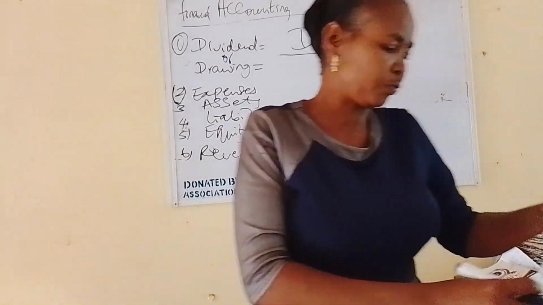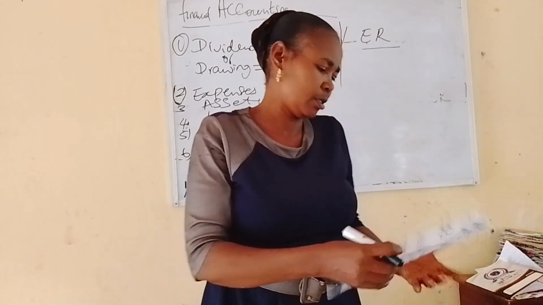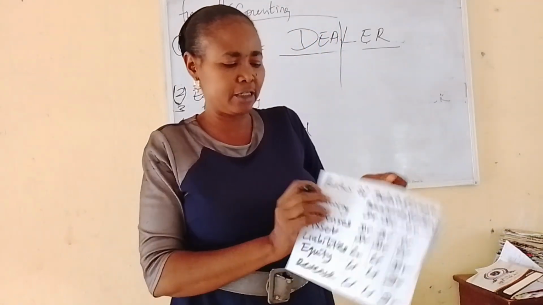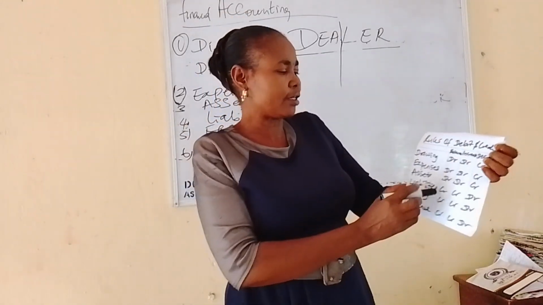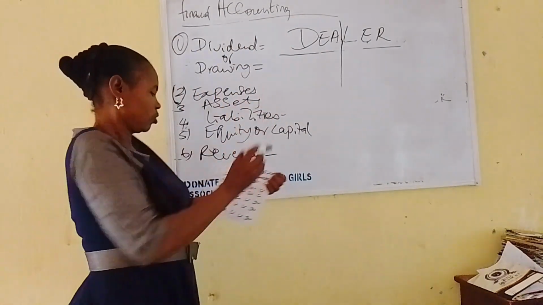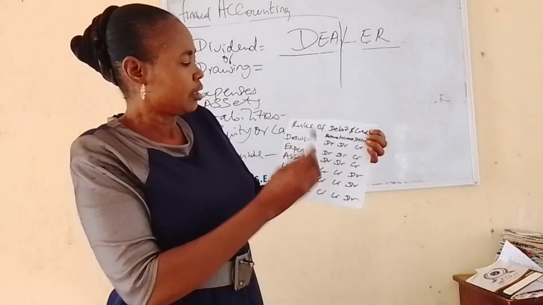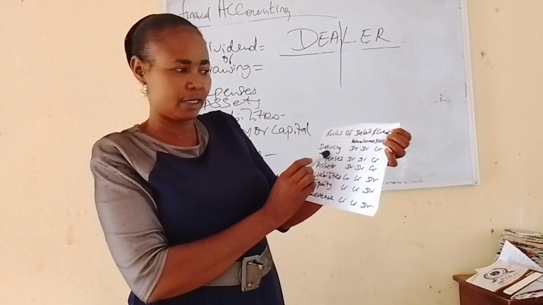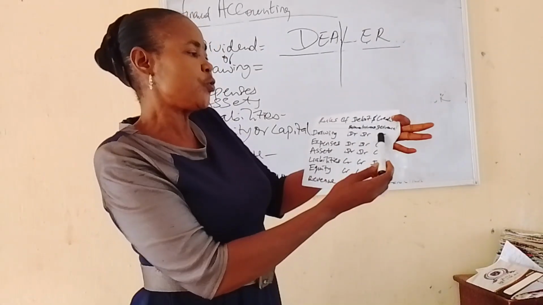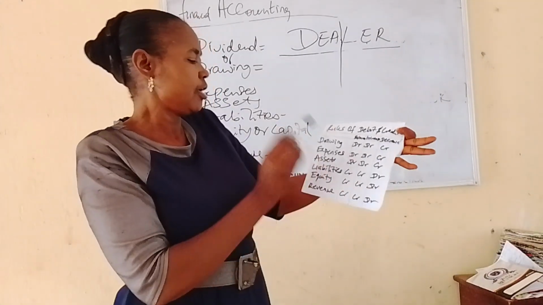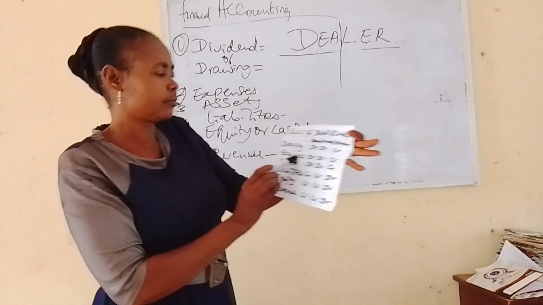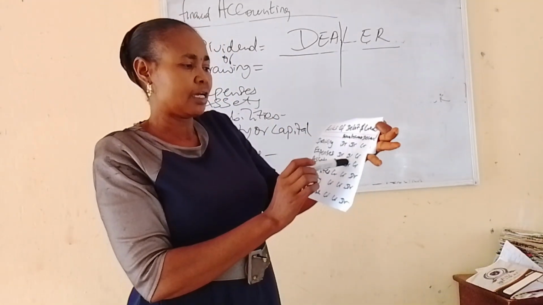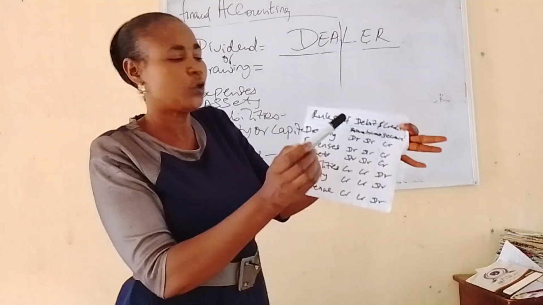Look at the rule here. The rule of debit and credit. You can see it. Drawing, that is this group. Anything that increases drawing, you debit it, and anything that decreases it, you credit it. Then expenses. Anything that increases expenses, you debit it. Anything that decreases it, you credit it.